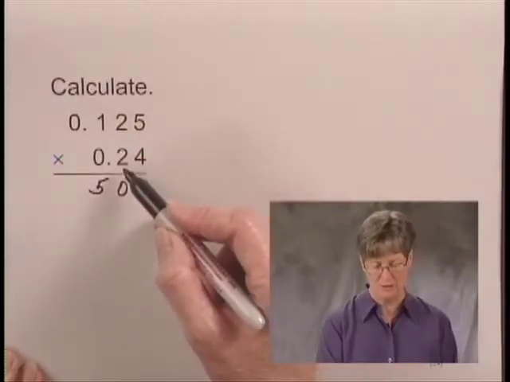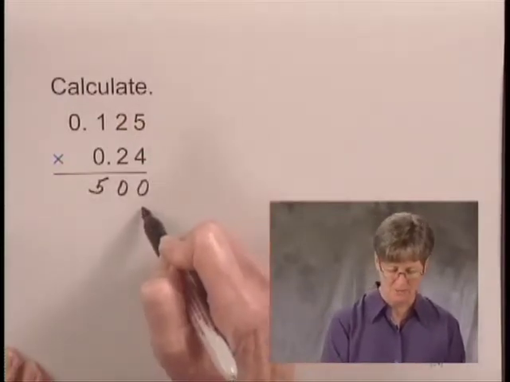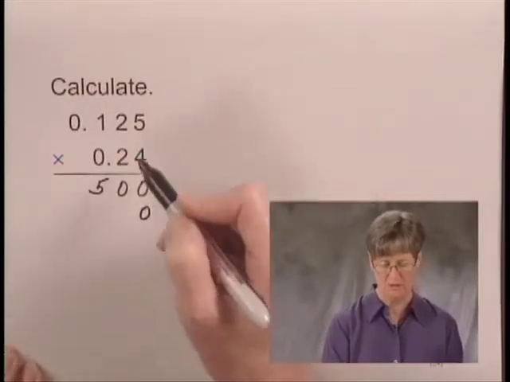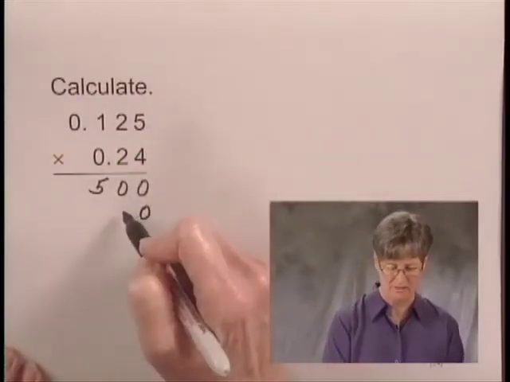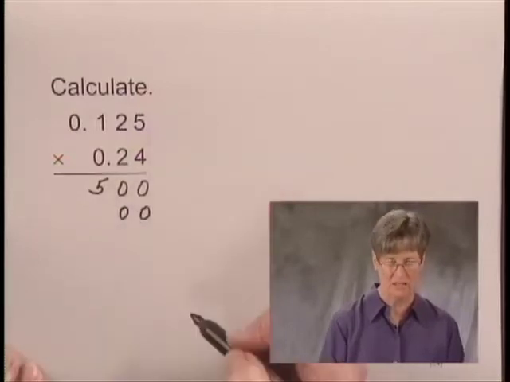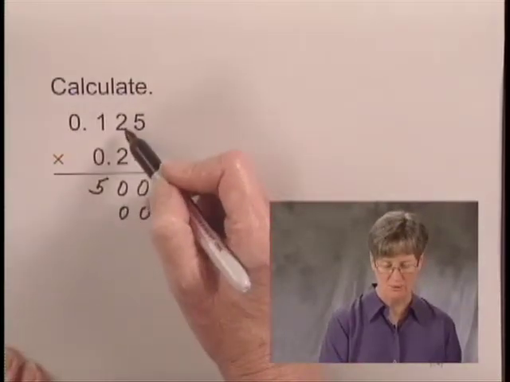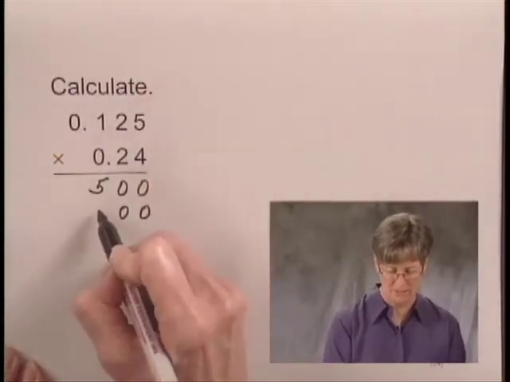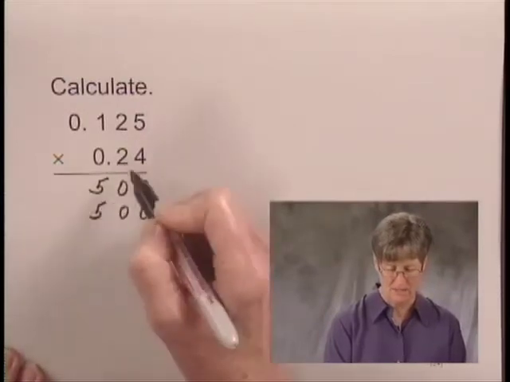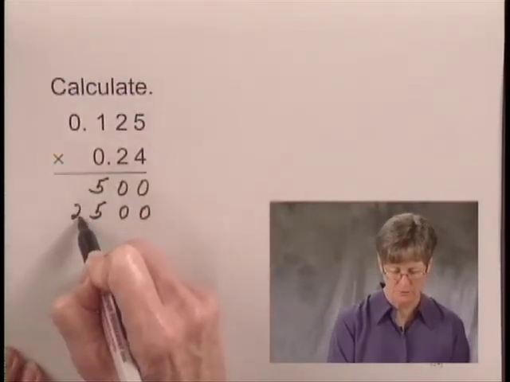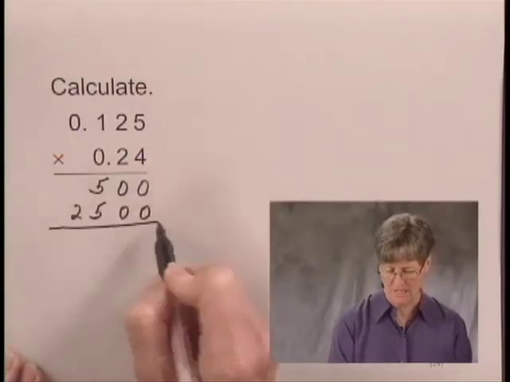Now we'll multiply by 2, and we'll start by writing a 0 here and then do the multiplication. 2 times 5 is 10, so I'll write the 0 and carry 1. 2 times 2 is 4, plus the 1 that we're carrying is 5. And 2 times 1 is 2. And now we're ready to add.